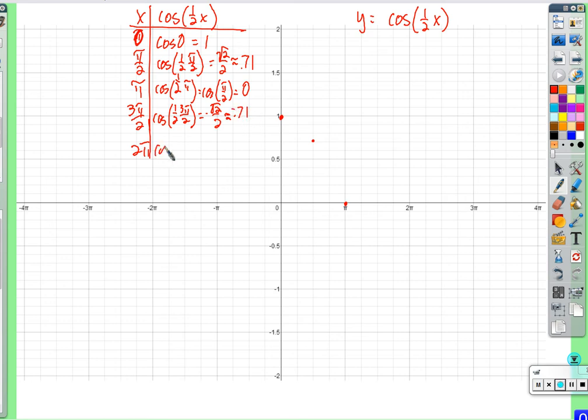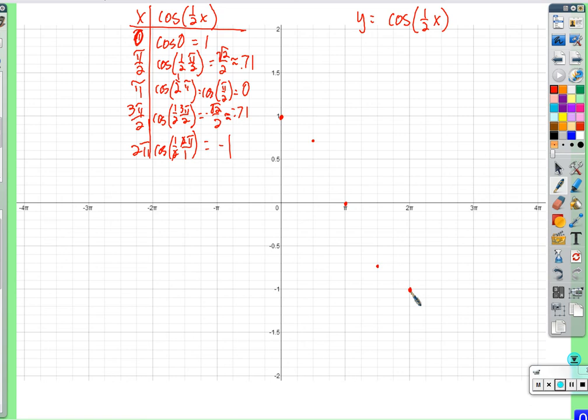And 2 pi. Cosine of 1 half times 2 pi. The 2's cancel. We're left with the cosine of pi. The cosine of pi is negative 1. Cosine of 3 pi over 2 is negative 0.71, negative root 2 over 2. We go to 2 pi, we get negative 1.